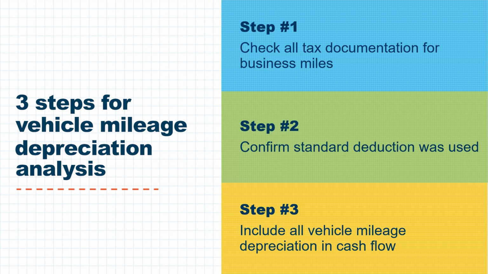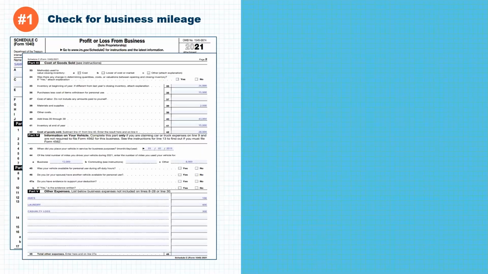Now that we know the steps, what does this look like in real life? And how do we check for standard deduction? Let's look at some tax returns and go through these 3 steps. Step number 1, looking at a 2021 Schedule C and checking for business mileage, we see 12,000 business miles. Moving on to step number 2, confirming standard deduction.